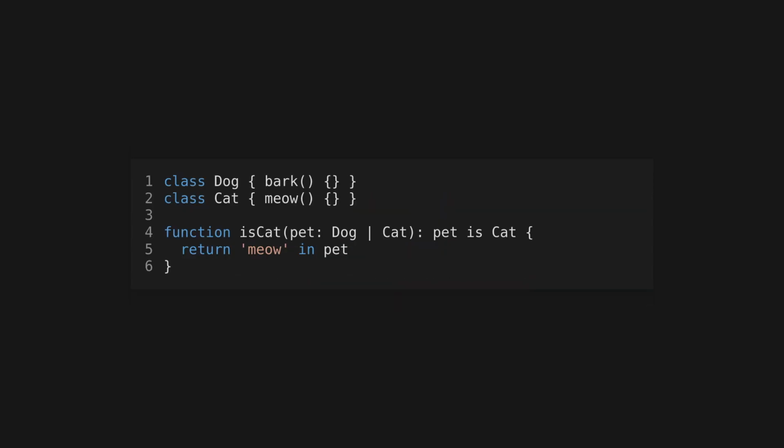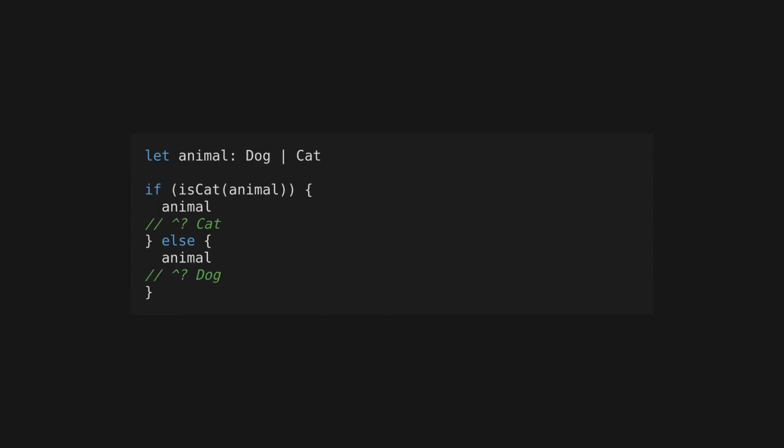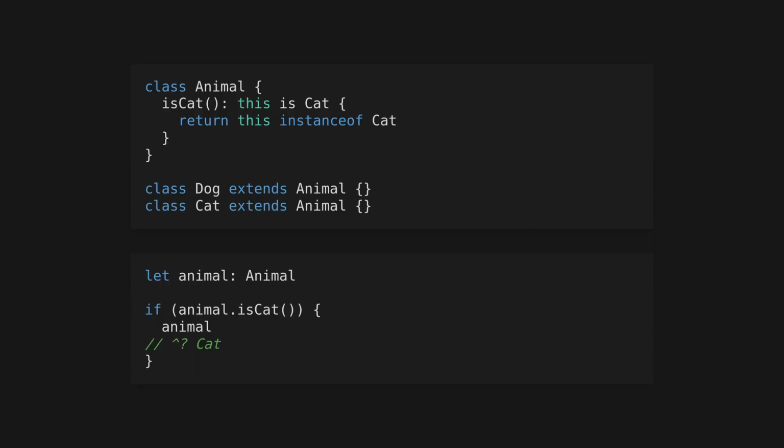We can use this to create a user-defined type guard using a type predicate. If a function checks the value of a type, for example, by checking whether a known property exists on a type and returns a boolean, we can use that as a type guard. Use the is keyword in the function return type to define a type predicate. When this function is called, TypeScript can narrow down the type. You can use a this is type on a class method to narrow the type of a class.